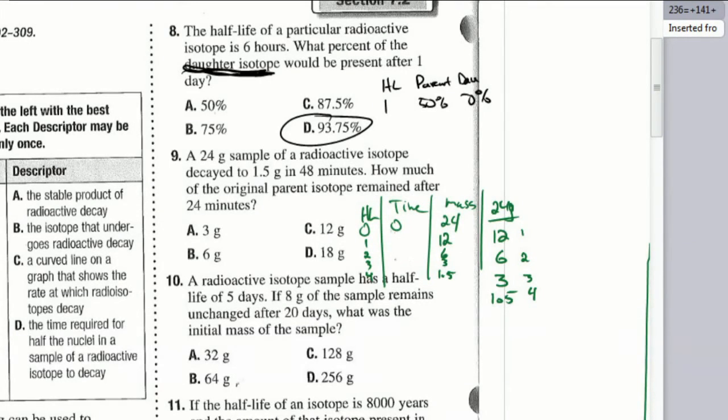And it tells me 1.5 grams is at 48 minutes. So I have to kind of work backwards and figure out how long 1 half-life is. So 4 half-lives is 48 minutes. So if I take 48 and divide it by 4, that means each half-life is 12 minutes. So the first half-life is 12, then we have 24, then 36, and then 48. So it's asking how much remained after 24 minutes. That's my second half-life.